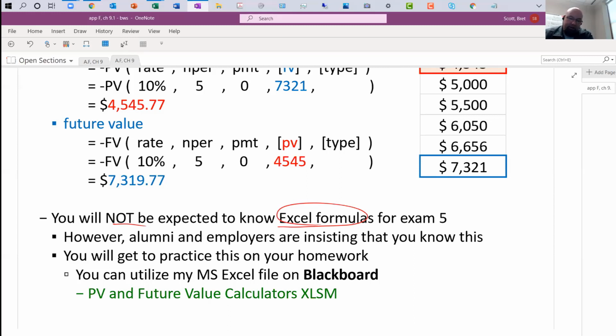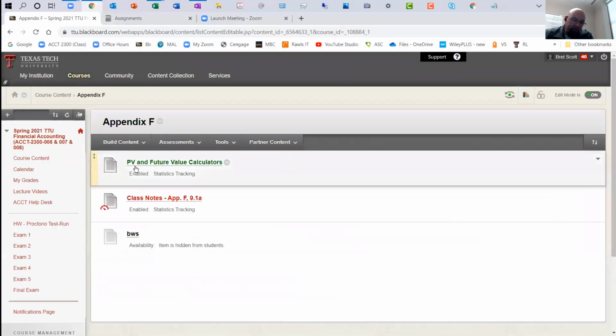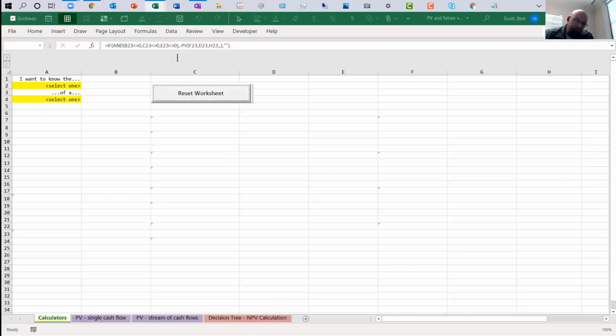Now, if you're in a bind, I put up on Blackboard this present value, future value calculators worksheet. So you can just use this to help you kind of get through the homework quickly. But it's also useful to help you understand what's going on too. When you open this up, I think you'll open up to the calculators tab and it'll probably be reset. If not, just click the reset button, it'll reset it back.